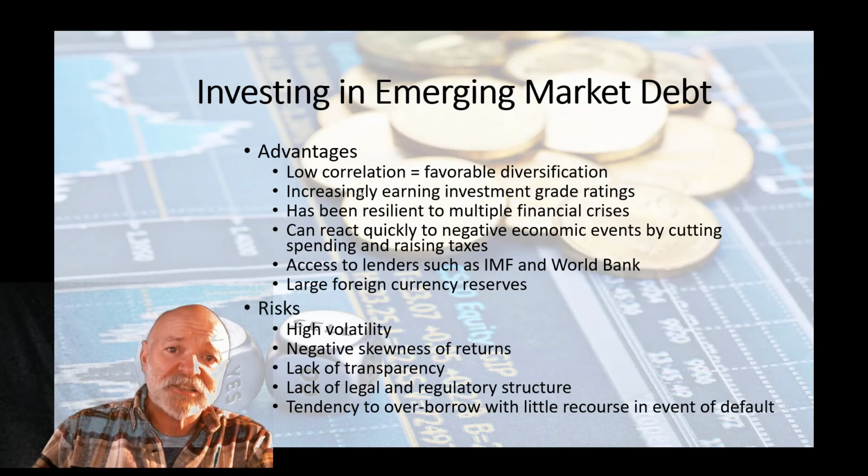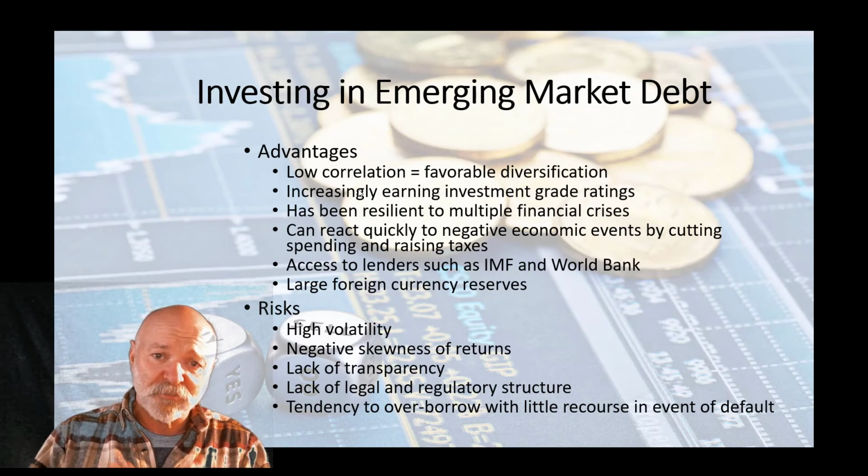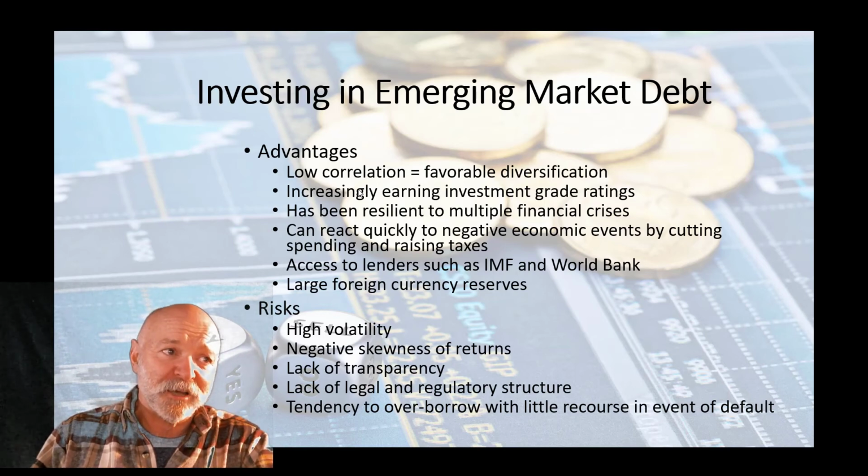Smaller countries have access to central bankers like the International Monetary Fund, the World Bank, the European Development Bank, and so on. And several of those countries, especially countries like China, have very large foreign currency reserves and can afford to support their currency through a bad spell.